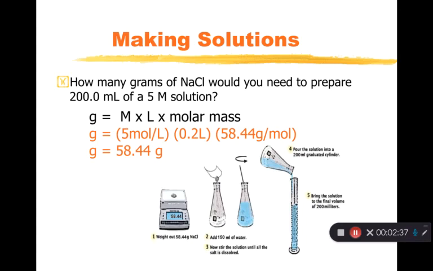So if you're going to make 200 milliliters of a 5 molar solution, you are going to weigh out 58.44 grams of sodium chloride, and then you are going to add deionized water up to the 200 milliliter mark. And then you'll carefully stir it, make sure it's fully dissolved, and you will have 200 milliliters of a 5 molar solution.